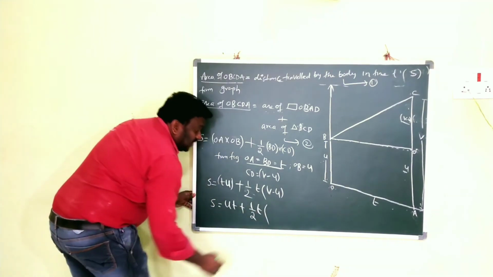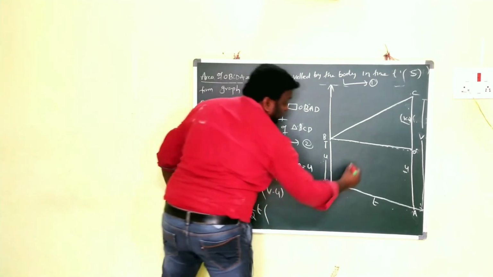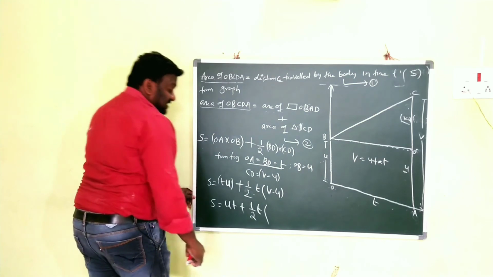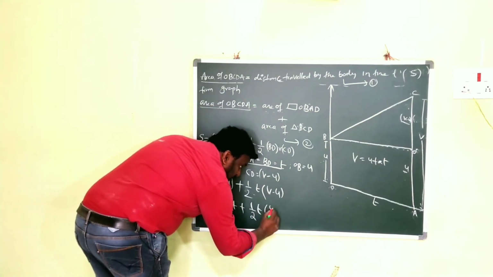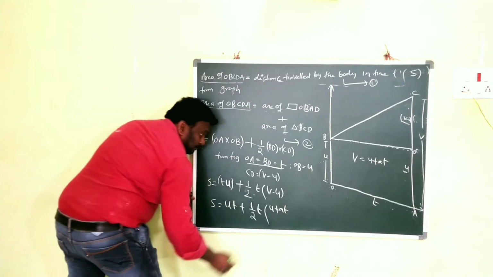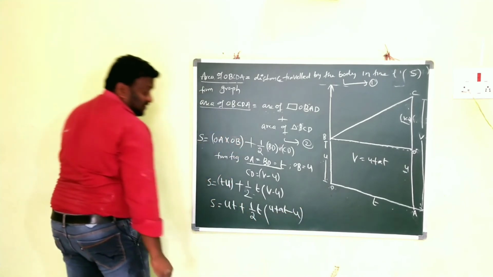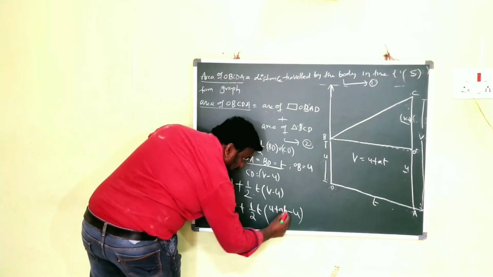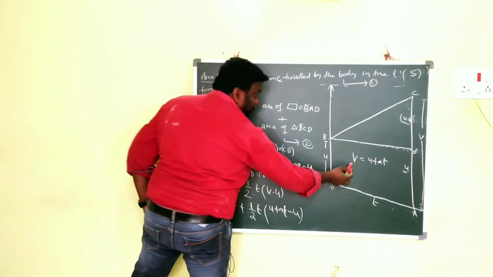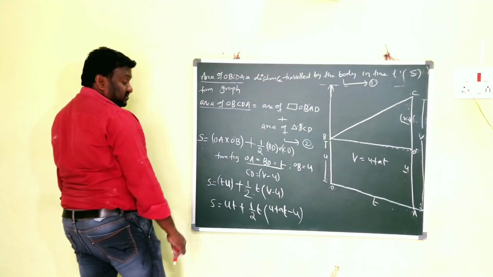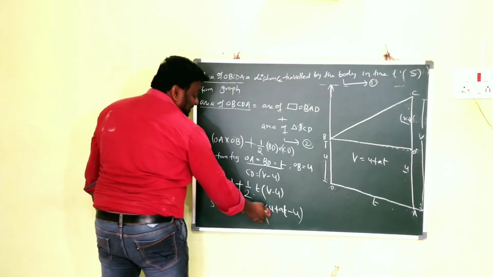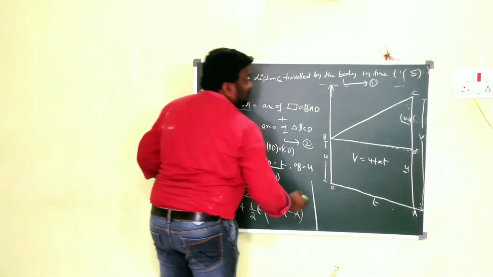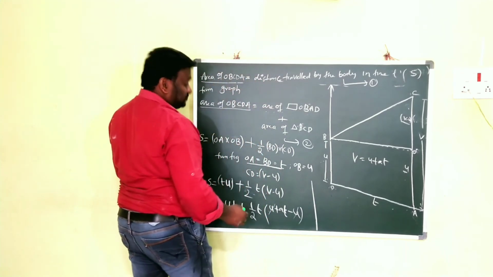T into, already we know the V value. First equation of motion: V is equal to U plus AT. That's why I am writing here V as U plus AT minus U. Clear? Children, V is equal to U plus AT. That is the first equation of motion. Instead of V, substitute U plus AT. Now U cancels. Then what do you get, children?